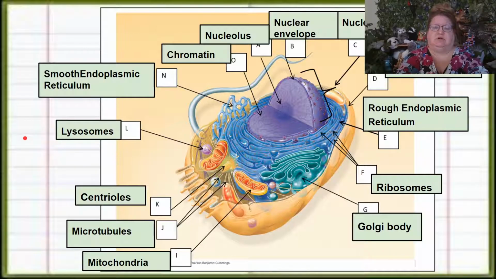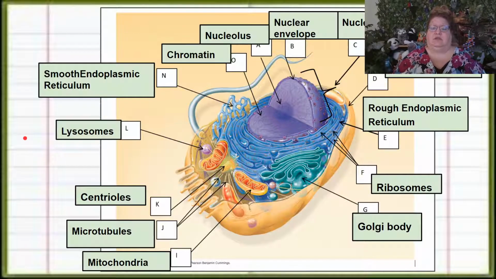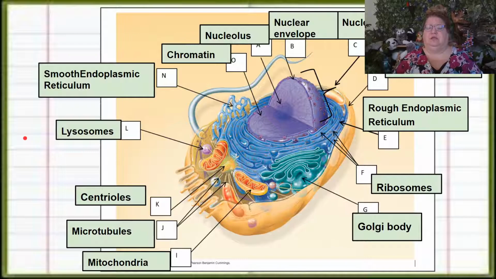Now, as we start the cell, one thing that I hope you really can understand is that the cell is a very dynamic structure. It's alive, and the cell is the basic unit of living things. And so, what we're looking at is a static drawing. It's not moving. It's a diagram.